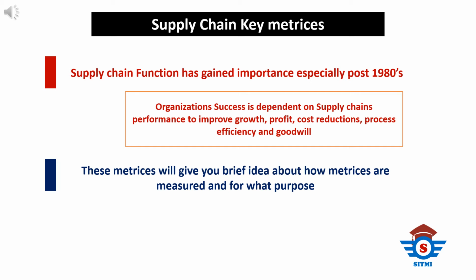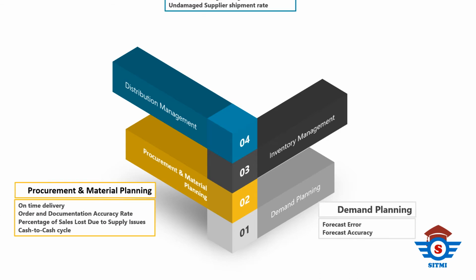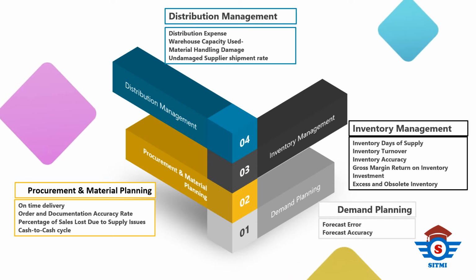This topic will explain around 15 performance indicators which are distributed among key functions of supply chain as shown in the table. We are going to cover demand planning, procurement and material planning, inventory management, and distribution management. So let's start with demand planning.